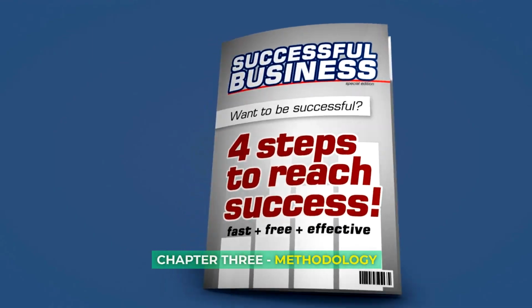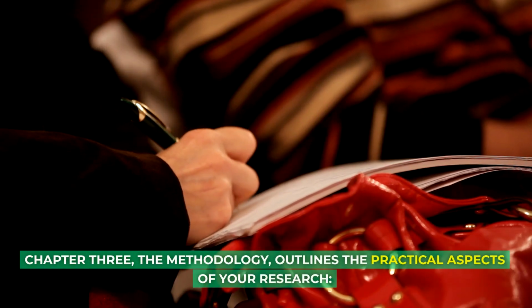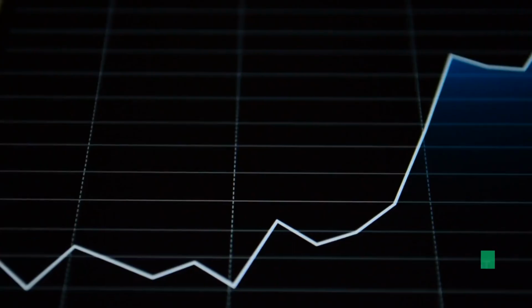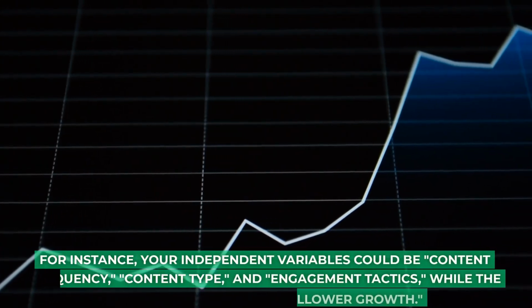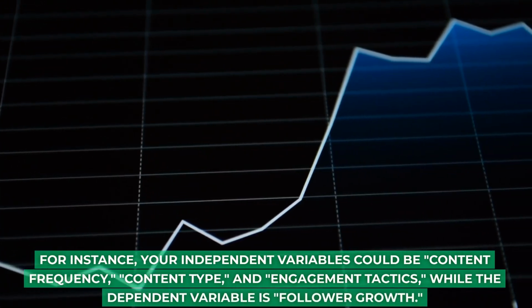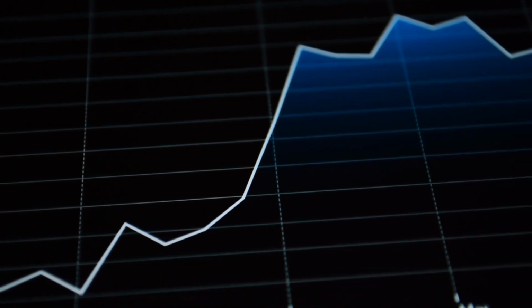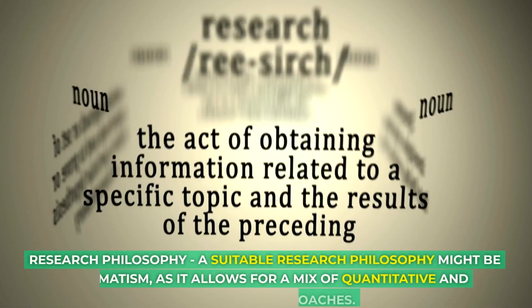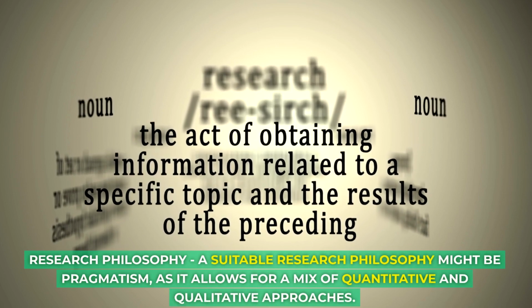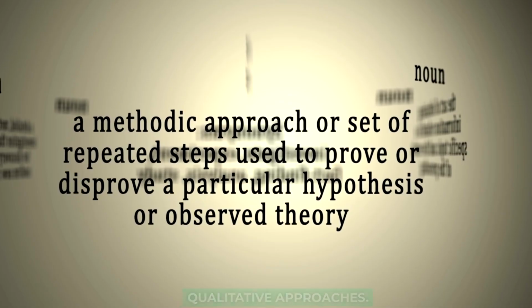Chapter 3 Methodology. Chapter 3, the methodology, outlines the practical aspects of your research. Conceptual framework. For instance, your independent variables could be content frequency, content type, and engagement tactics, while the dependent variable is follower growth. Research philosophy. A suitable research philosophy might be pragmatism, as it allows for a mix of quantitative and qualitative approaches.